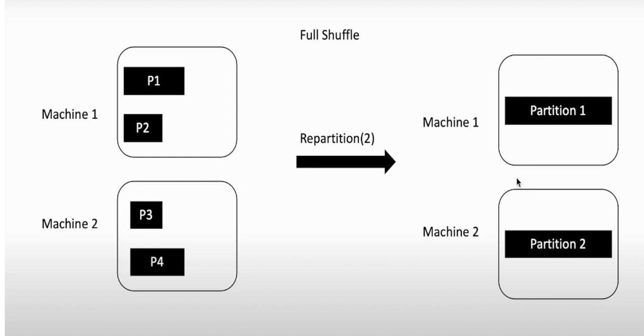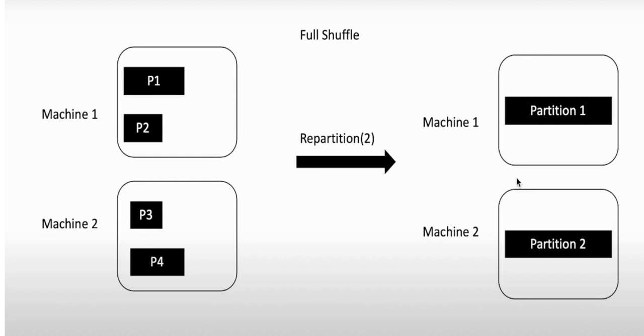So the basic thing to remember here is that the operation will do a full shuffle and it will create evenly distributed partitions, meaning similar size partitions will be created on the output side.